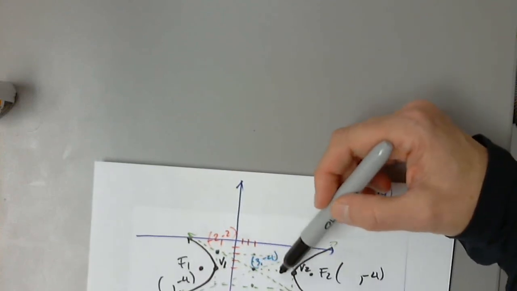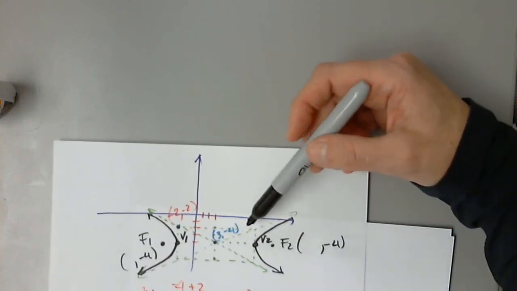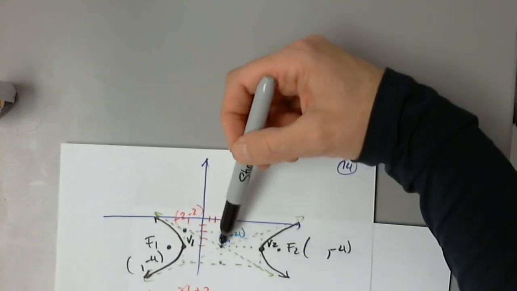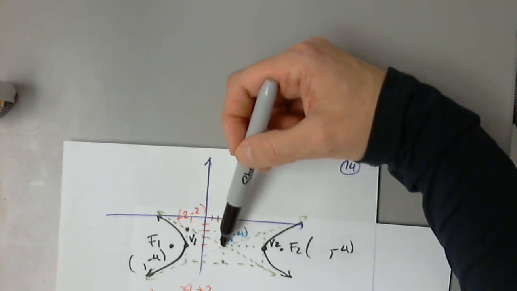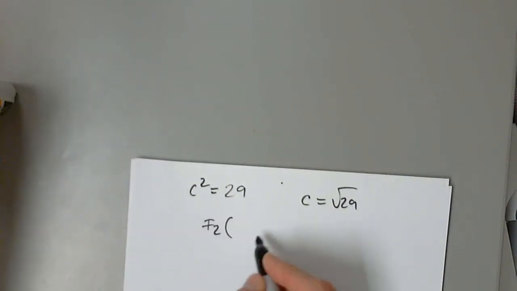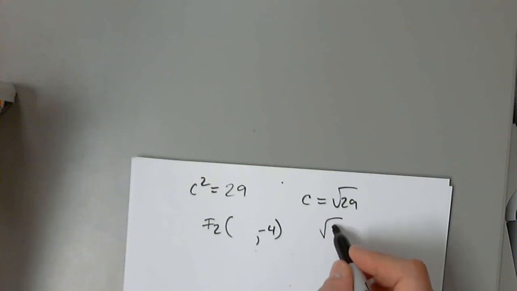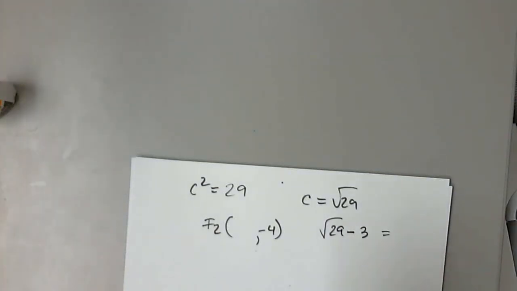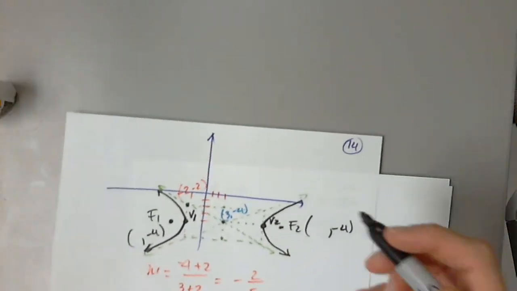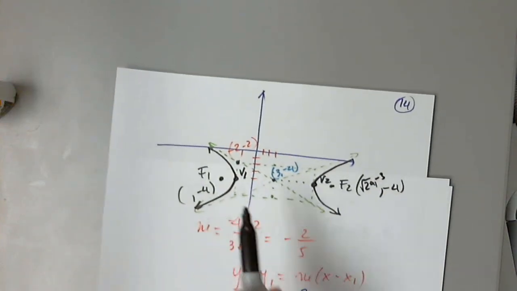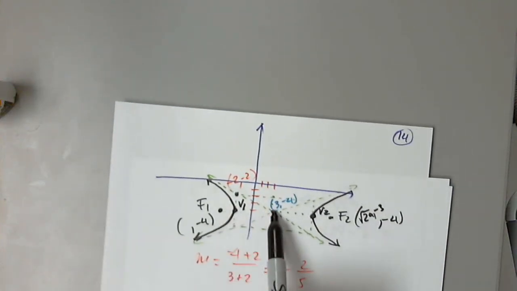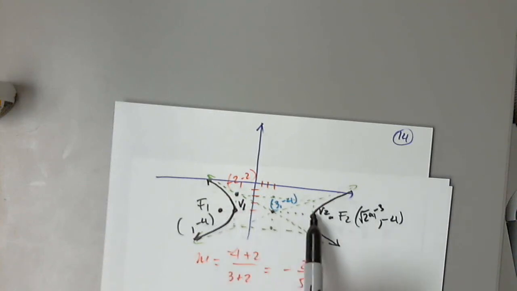So again, I have to determine, so from the square root of 29, I have to subtract 3 to determine this. So what do we get? So F2 will have -4 and the square root of 29 minus 3. What is that? I'm just going to write it as is. So the square root of 29 minus 3. What about this one? So it has to be the same distance. This distance has to be the square root of 29, because that's what C is.